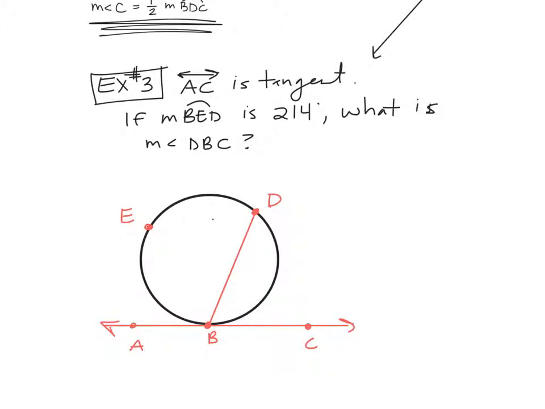Okay, so think about what they told us. They said that AC is tangent, okay, so we know that bottom line is tangent, and then the measure of arc BED. So BED would be this arc. Okay, they're telling us that arc is 214 degrees. They're asking us, what is the measure of angle DBC? So DBC, that's this angle. Does anyone see a way that you can figure out that angle knowing that opposite arc?